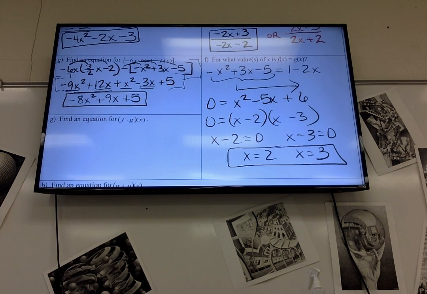Okay, and then G. Find an equation for f times g of x. That's just a fancy way of writing f of x times g of x. We're just going to multiply those two things together. That's all it means. So f of x is negative x squared plus 3x minus 5. And we're going to multiply that times g of x, which is 1 minus 2x.